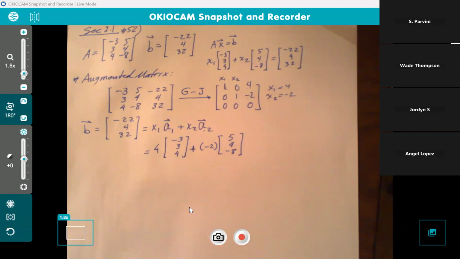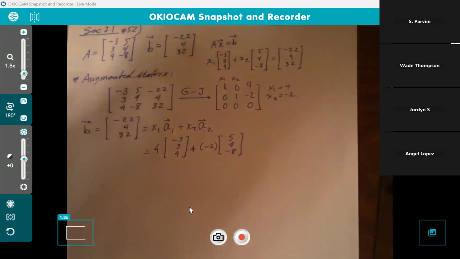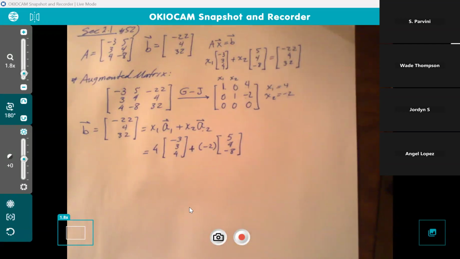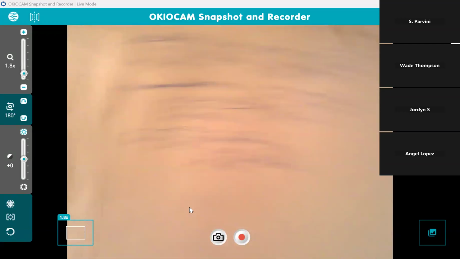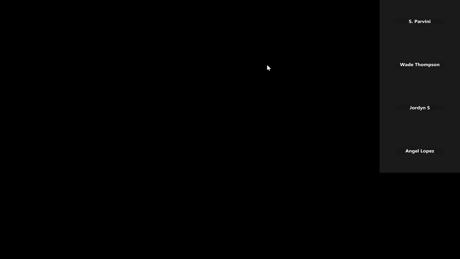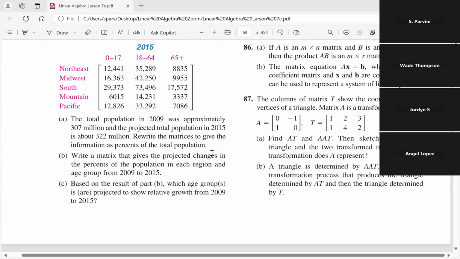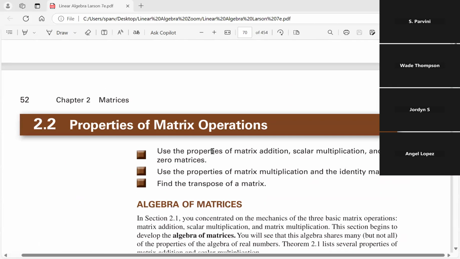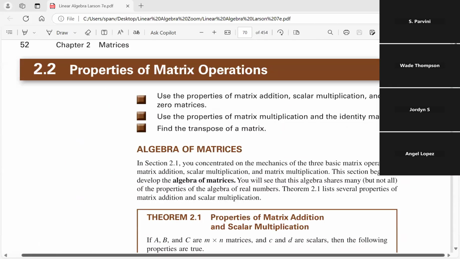Perfect. So now if we're good on this one, so we're done with this section. Let's actually go to our section 2 now. Let's take a look at section 2. I'm going to go to the book here. In section 2 of the book, there you go. So now we're going to look at just some of the properties of matrix operations.